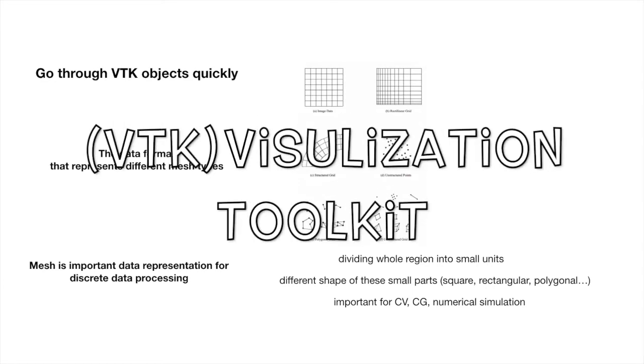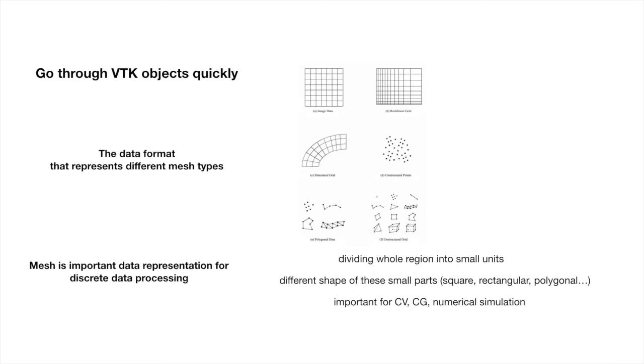VTK, namely the Visualization Toolkit, is a widely used library to process the mesh data, and the VTK object is a representation used in this library to describe the mesh data. We list typical mesh types that can be described by VTK objects here.